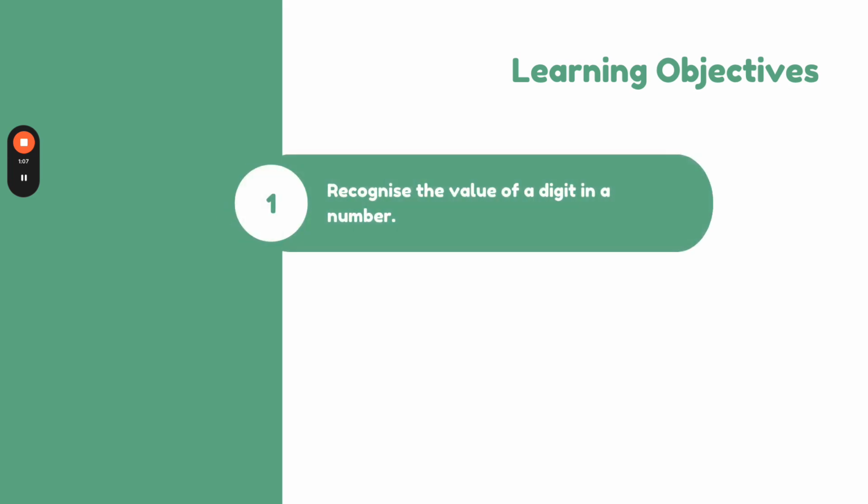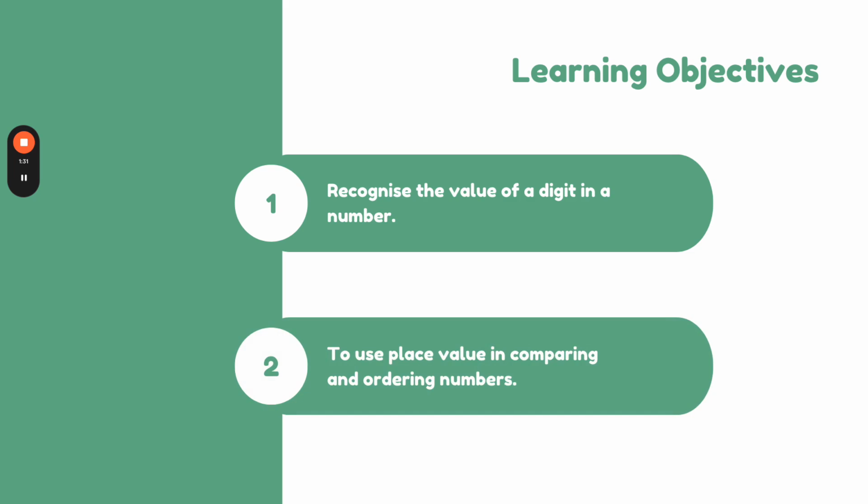In this lesson, we will be focusing on two key learning objectives. Our first is to learn how to recognize the value of each digit in a number by understanding its place value. This will help us to see why a digit's position changes its overall value. Then we will use this knowledge to compare and order numbers, making it easier to identify which numbers are greater or smaller. Hopefully by the end of the video, you'll have a solid understanding of place value and how it helps us work with numbers more effectively.